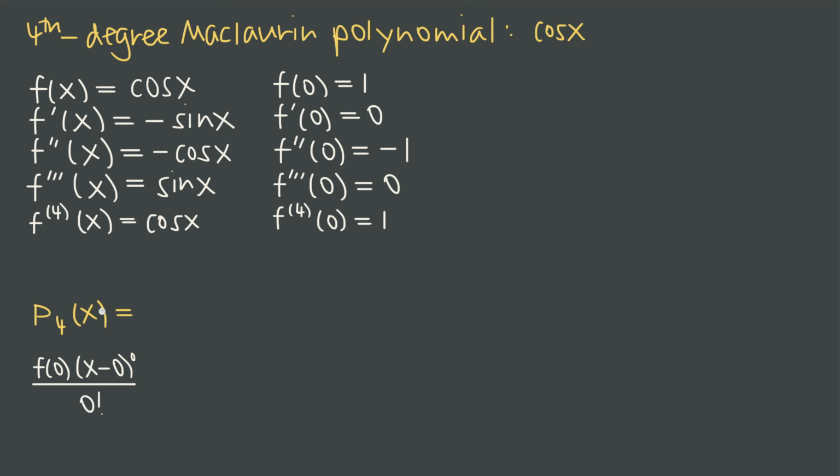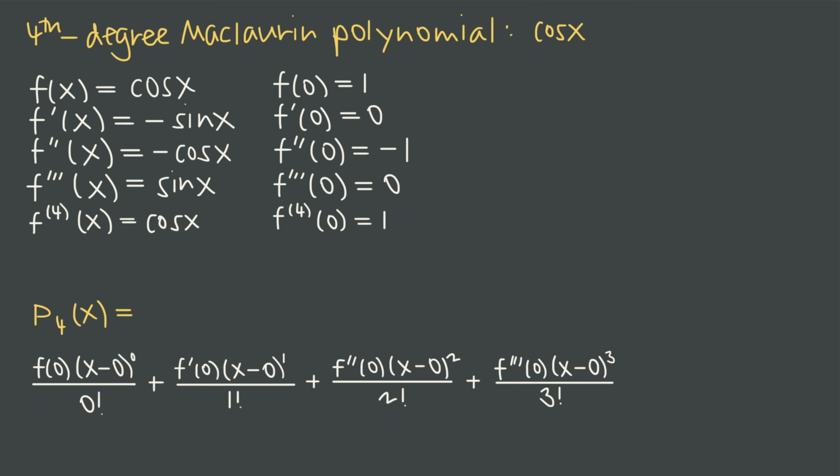So we're going to say P4 of x is going to be equal to, and here we use that formula for the Taylor coefficient, where we say the 0th derivative multiplied by x minus c, or because this is Maclaurin, x minus 0, raised to the 0 power divided by 0 factorial. And we keep adding to that the derivative times x minus 0 to the first divided by 1 factorial, the second derivative term, the third derivative term, and the fourth derivative term. This is our general structure, but now we can start plugging in.